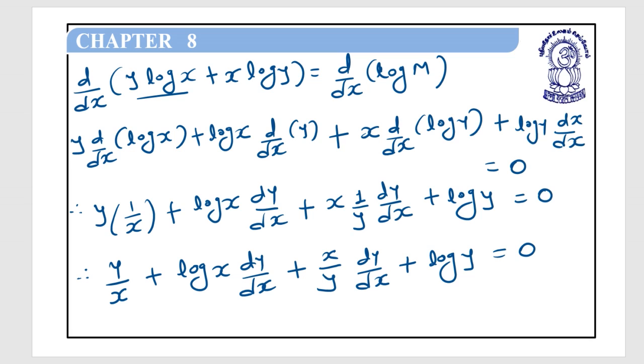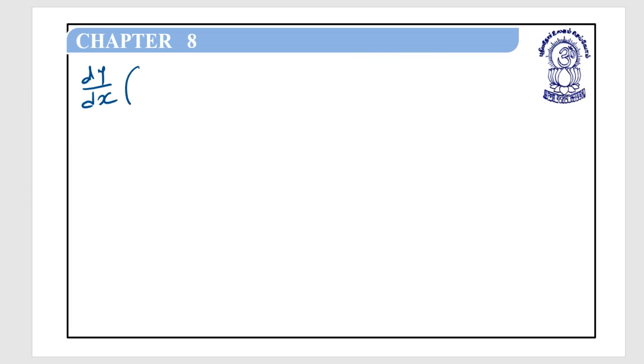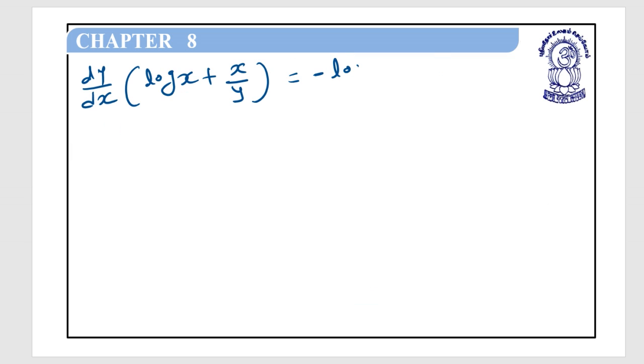So take the dy by dx term one side. So dy by dx common. So you have to write in the bracket log x plus x upon y. Log x plus x by y is equal to minus log y minus y upon x, minus log y minus y upon x. Okay.